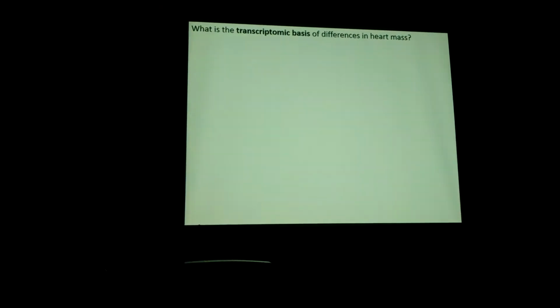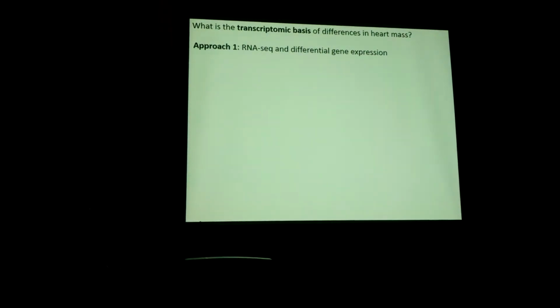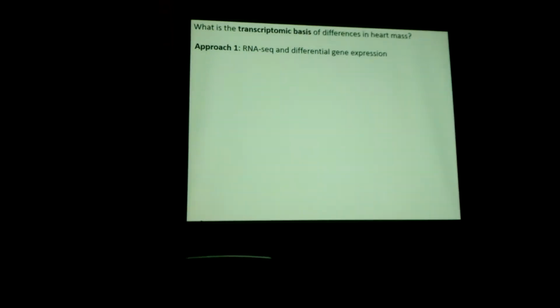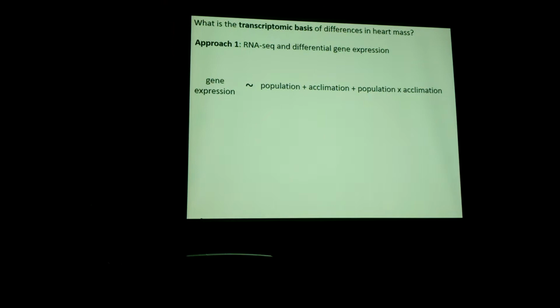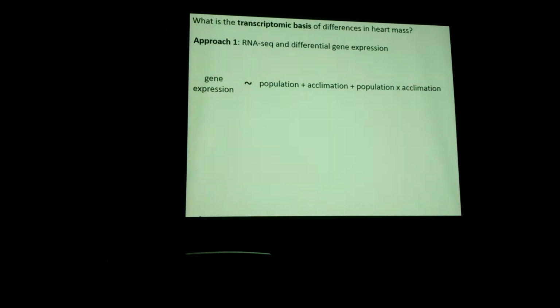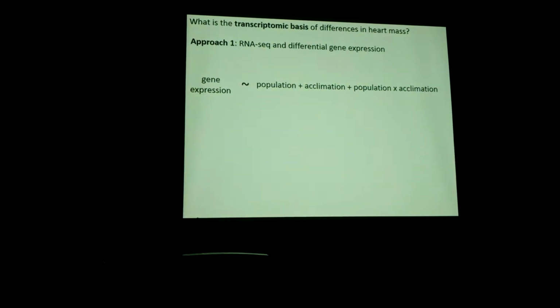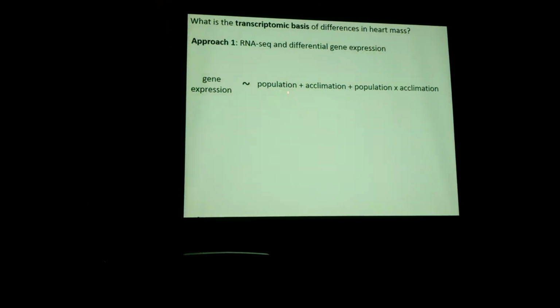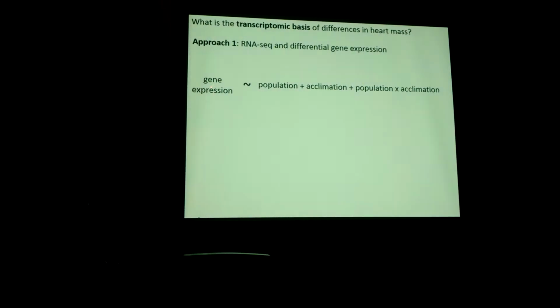Nevertheless, we find changes in the heart size in these animals in response to hypoxia, and we're interested in understanding what's the transcriptional basis of these differences in heart mass. We took two approaches. I'm going to tell you about those two. We took an RNA-seq approach and a differential expression approach, sort of standard. And so we mapped transcriptomic reads back to the Peromyscus maniculatus genome. So we get our measure of gene expression.